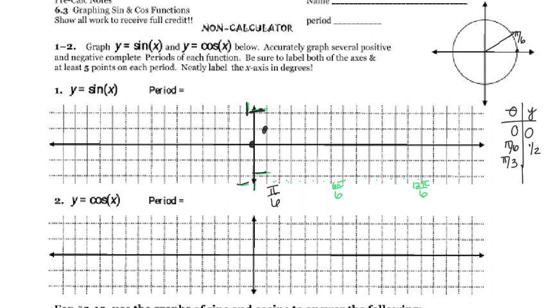Pi over 3 is my next thing that I'm going to graph here. I'm going to count by 30s. Or 60s, yeah, 30s. And then I should get square root of 3 over 2. As a decimal, that's 0.866, so that's like here. And then this will be pi over 2, and it'll be 1. And then you should be able to keep going with any of these points around the unit circle.